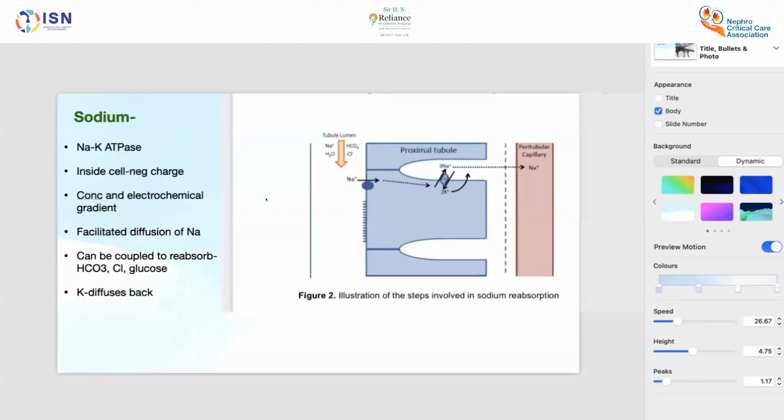We'll see sodium absorption in the PCT. In the PCT cell, proximal tubule cells, there is a sodium potassium ATPase pump at the lateral space. The inside of the cell has a negative charge, and sodium moves with the concentration and electrochemical gradient. With ATP use, three sodium ions are pulled out of the cell, while 2 potassium ions are taken inside.